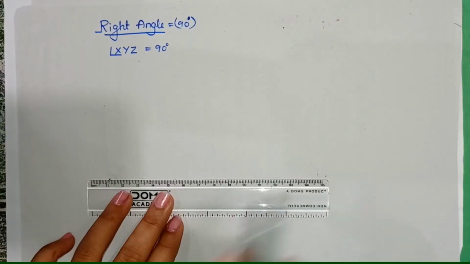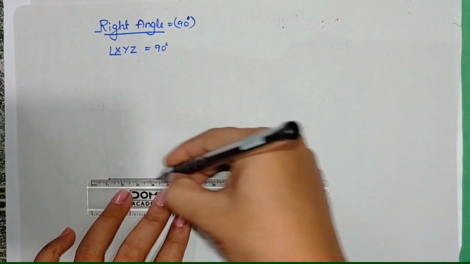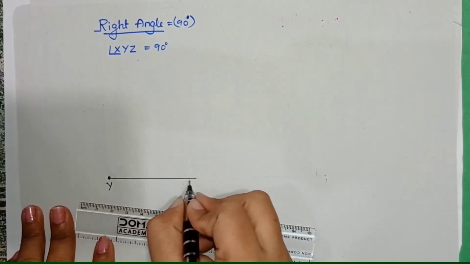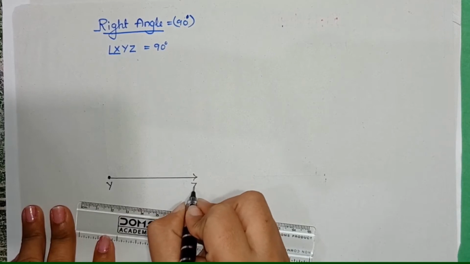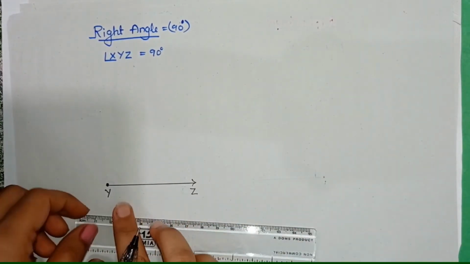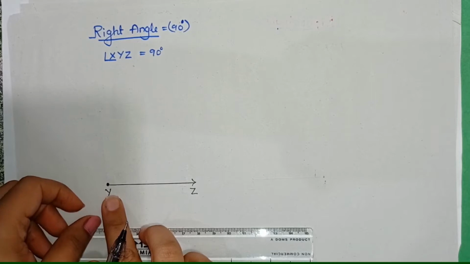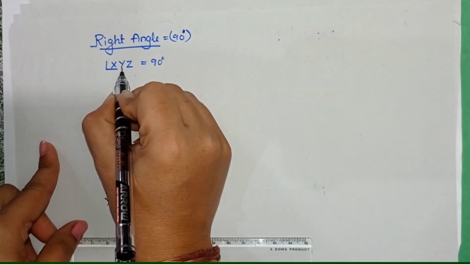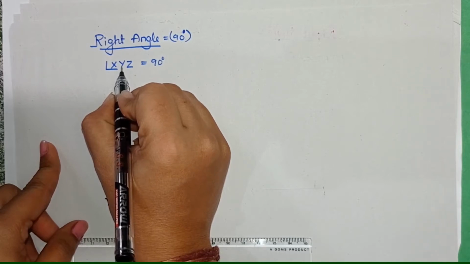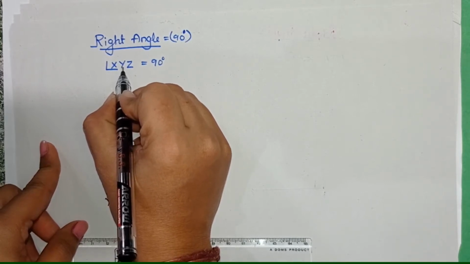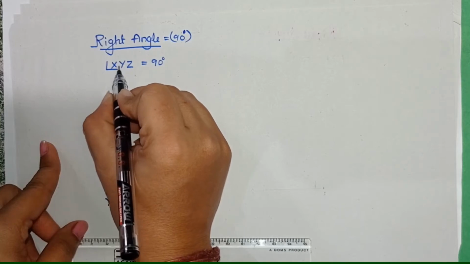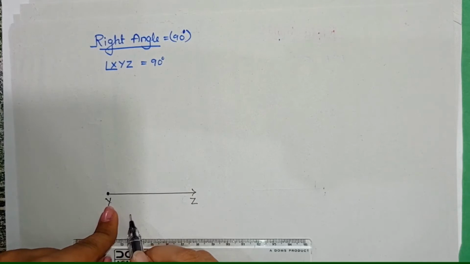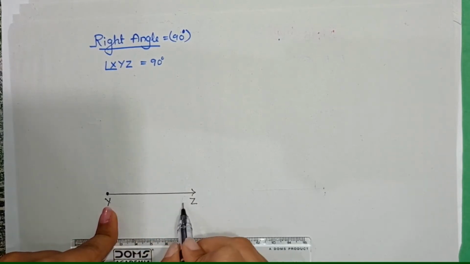Now, first of all, I'll draw the baseline with any measurement and I'll name this point as Y and this point as Z. Any name you can name here, because as I have named here Y, the reason is you all know that the middle letter will be the vertex point for the angle. Every angle the middle letter will be the vertex point, so we have to name the vertex point as Y here, and here you can name X or Z.